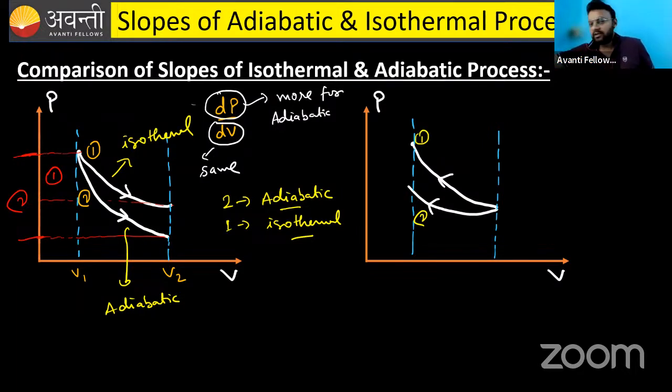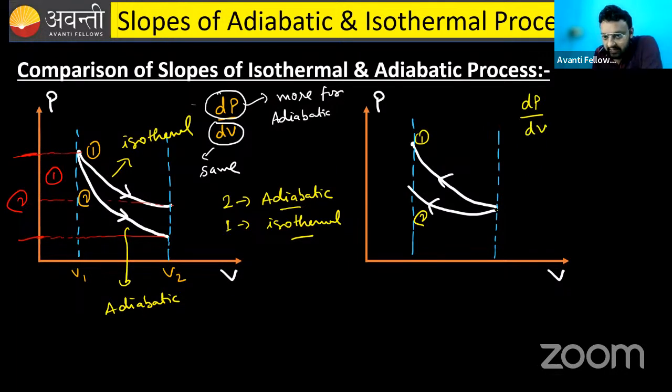You can answer in the chat box. This is a very famous question. The concept is delivered. What you need to answer is, out of process one and process two, which is isothermal and which is adiabatic. Again, you can check it with the slope. Slope is what? dP over dV. I am delivering the concept again.